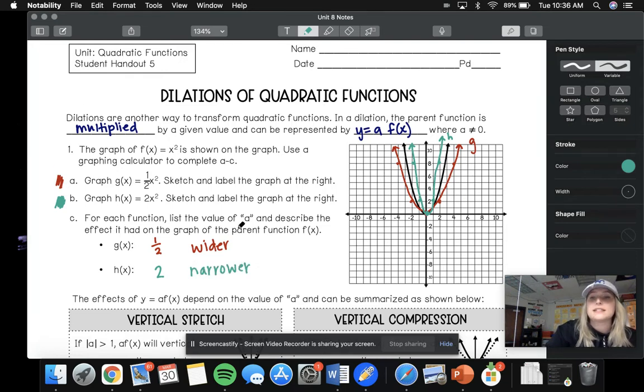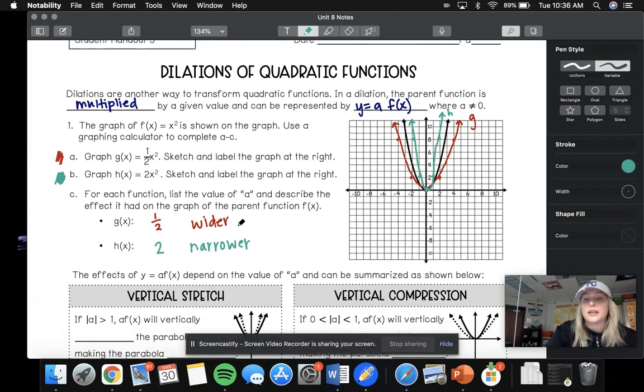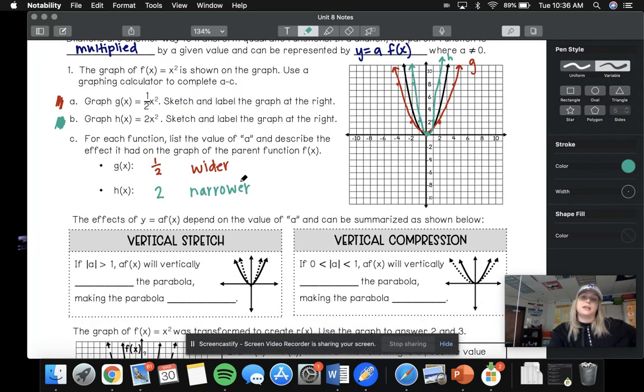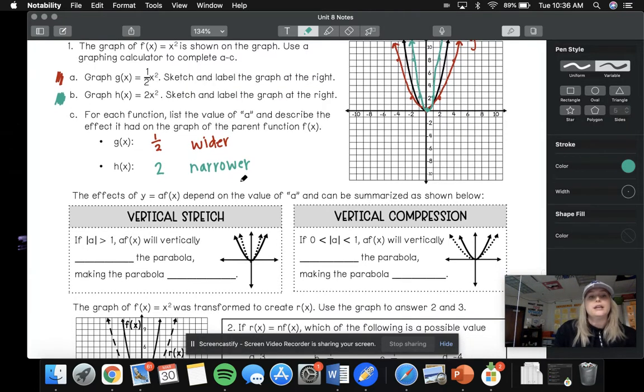Okay, and that's exactly what an a value does. If you have a number out in front of a square, it will either make it narrower or it will make it wider. If you have an a value that's larger than 1, and it looks like a times f of x, it is going to vertically stretch it. If you look at the 2, it stretched it and made it skinnier or narrower.